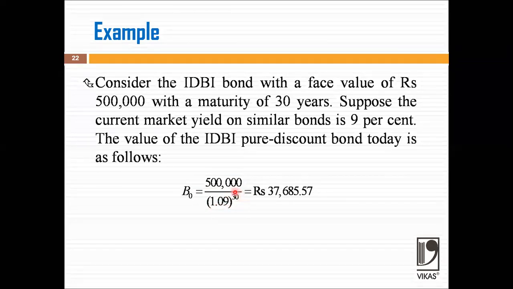The number of periods to maturity is 30 years. So therefore 500 divided by PVIF equals 37,685.53. This is the actual value. It's the implicit value, the real value of the bond.